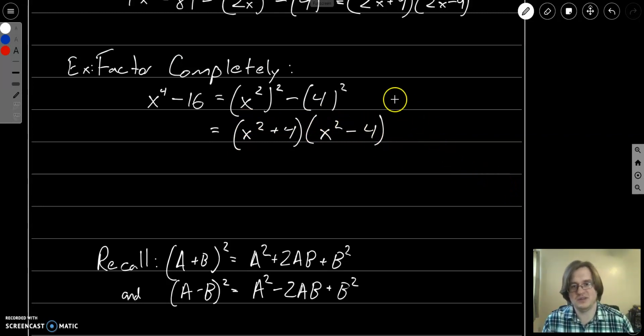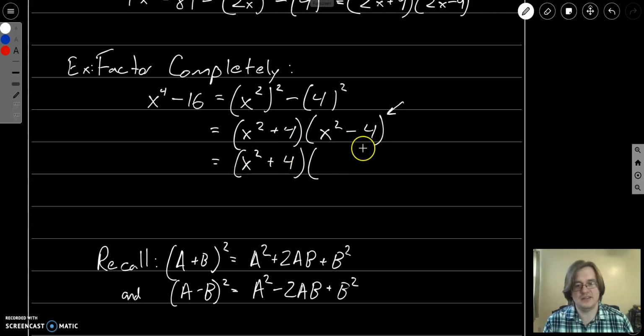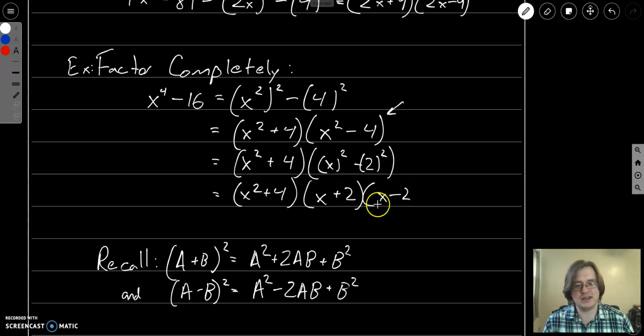And here, what you'll notice is that this second factor is again a difference of squares. It's x squared minus 2 squared. So I can factor this second term out even more. I've got x squared plus 4. This second one, if I write it down explicitly, this is going to be x squared minus 2 squared. So this first term will just stick around. This second term is going to become x plus 2 times x minus 2.